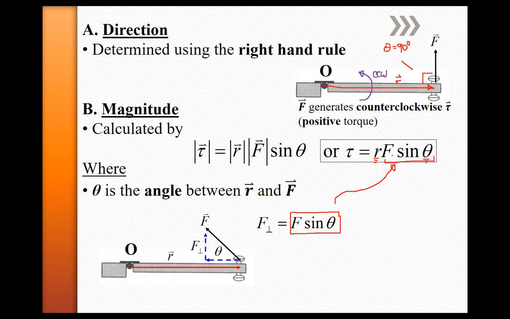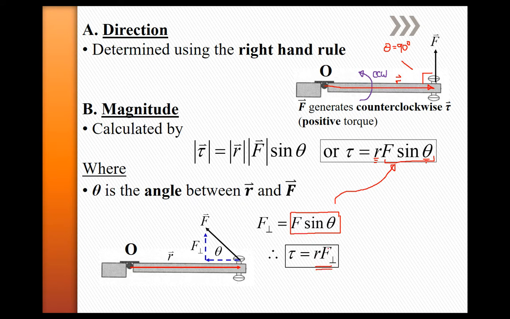The F sine theta is just forcing you to take the perpendicular component of the force relative to the lever arm. So if we wanted to abbreviate the torque equation, we could represent it as torque is equal to the magnitude of your lever arm multiplied by whichever component of the force is perpendicular to the lever arm. Generally, this is the equation I like to start with when I solve problems, okay?